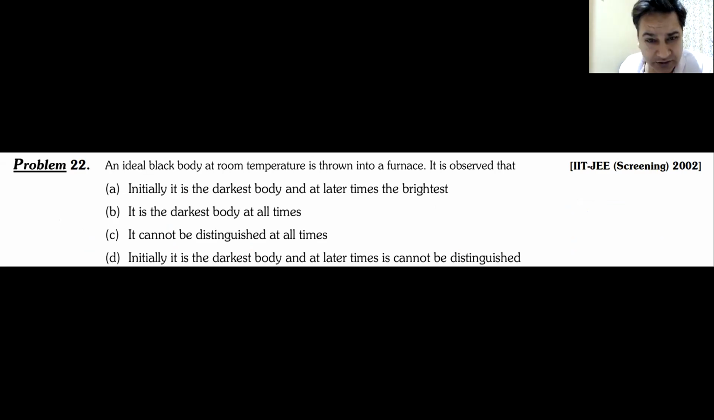An ideal black body, let's see if you can do this. An ideal black body at room temperature is thrown into a furnace. What will be observed? Initially, it is the darkest body, and at later times, the brightest. It is the darkest body at all times. It cannot be distinguished at all times. Initially, it is the darkest body, and later, it cannot be distinguished. Again, we cannot guess. We must know the answer, otherwise, we lose the chance.